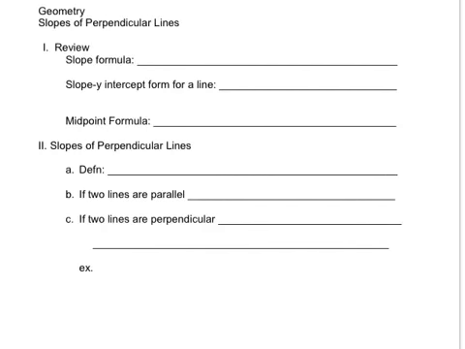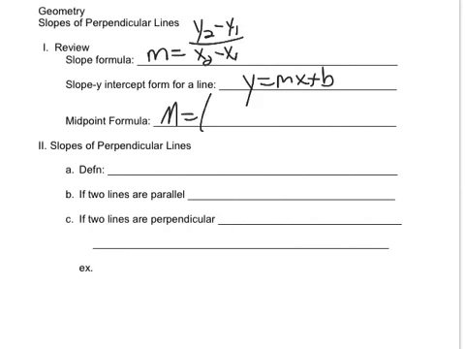Alright, we're going to look at the relationships of perpendicular lines in this lesson today, but first we're going to quickly write down some formulas that we know already. The slope formula, you should be very familiar with. It's little m, and that's going to be y2 minus y1 over x2 minus x1. The slope y-intercept form of a line equation is the one everyone knows, y equals mx plus b. And then the midpoint formula is what you get when you add your x values, x1 plus x2 over 2, y1 plus y2 over 2. So those are some review formulas.